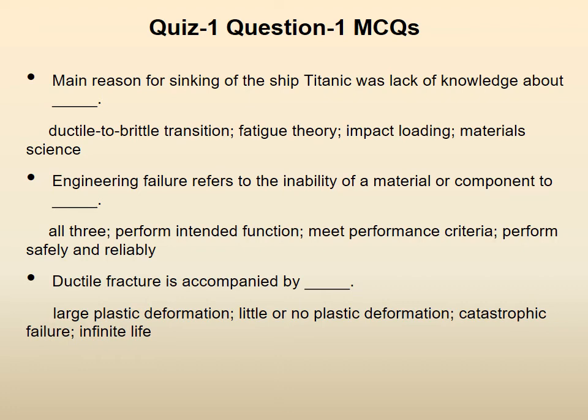So the main reason for sinking of the ship Titanic was lack of knowledge about ductile to brittle transition, fatigue theory, impact loading, material science. All the answers are correct, right? All the answers are correct, but in MCQs, if you see the first line always, the best answer. You see, knowledge about fatigue theory was important, knowledge about impact loading was important, knowledge about material science was important, but the one thing that was the critical crux of why it failed was ductile to brittle transition, right? So this is your answer.